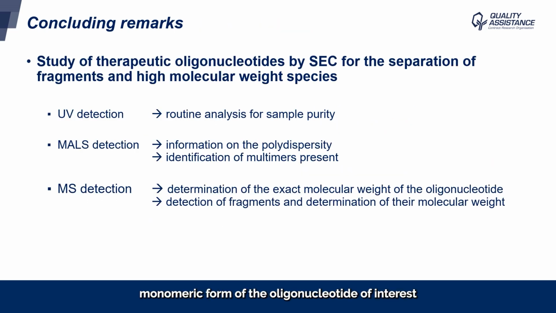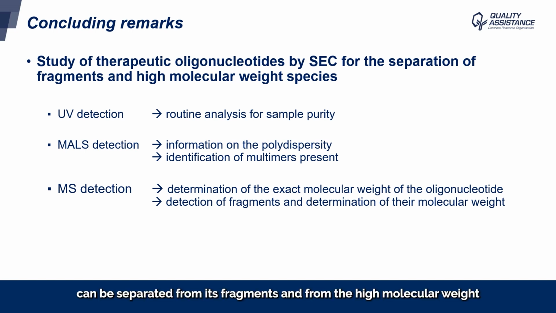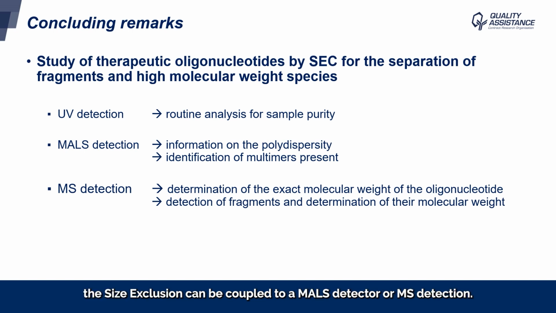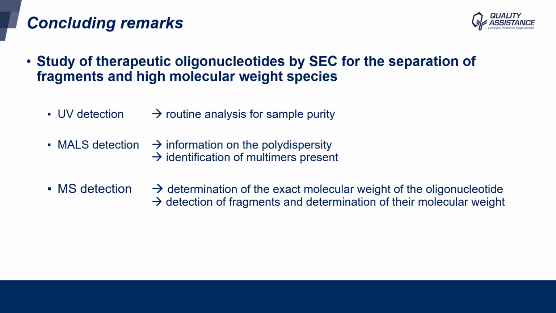In conclusion, monomeric form of the oligonucleotide of interest can be separated from its fragment and from the high molecular weight species by size-exclusion chromatography. UV detection coupled to this separation can be used for routine analysis to determine sample purity. For more detailed information on the sample, the size exclusion can be coupled to a MALS detector or MS detection.